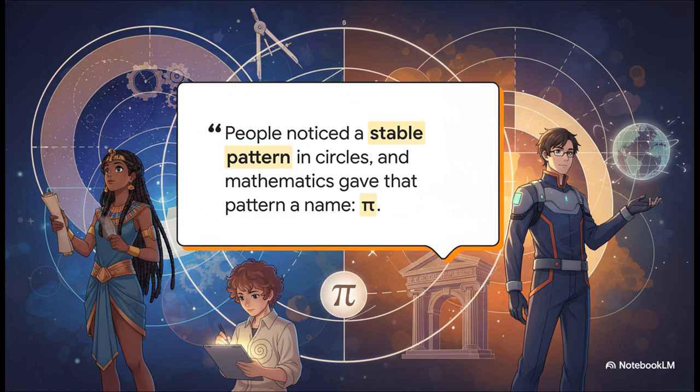This is such a big deal. Pi wasn't just some number someone made up. For thousands of years, people, builders, astronomers, engineers, they all noticed this incredibly stable pattern. They saw that the distance around any circle was always just a little bit more than 3 times the distance across. Math didn't invent this pattern, it just gave it a name.